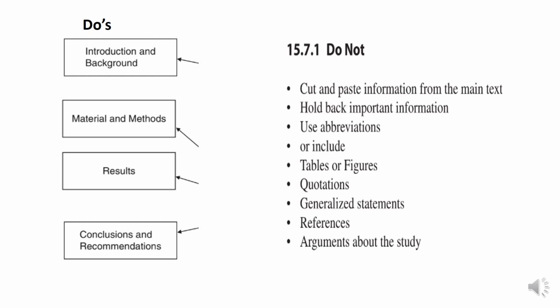We will first discuss the do's in writing the abstract. We have to write the introduction and background of the abstract. If a paper consists of some topic, we have to write the introduction of the topic in one or two lines and the background in around one or two lines. Then we have to tell what methods we have used in this particular paper to solve the particular problem.